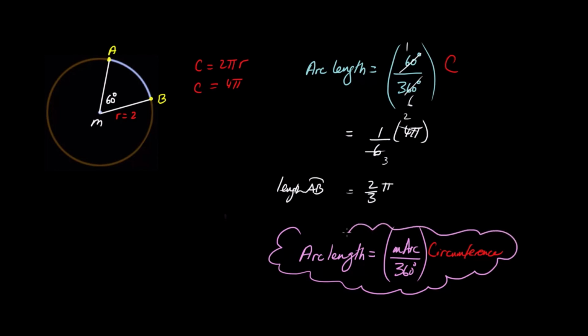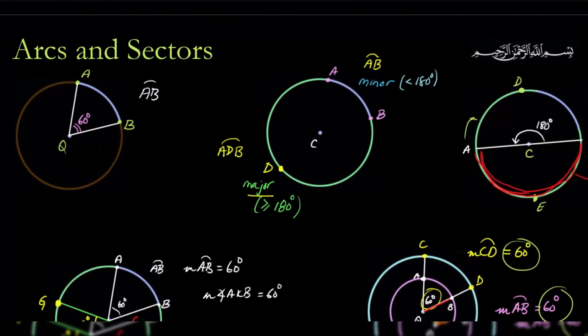Okay, so I'm just going to summarize briefly over here. Arcs are part of the circumference of the circle. There are two types of arcs, minor arcs and major arcs. Minor arcs are those arcs that are less than 180 degrees, and we use two letters to name them. And major arcs are greater than or equal to 180 degrees, and we use three letters to name them. Arcs are measured based on the central angles. So the measure of the central angle is the measure of the arc that's subtended by the central angle.